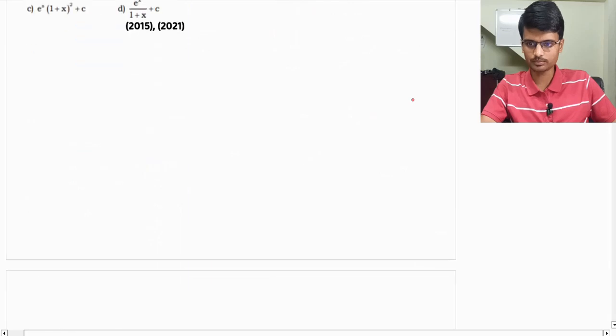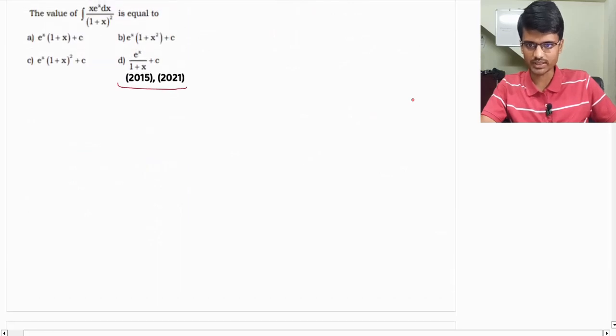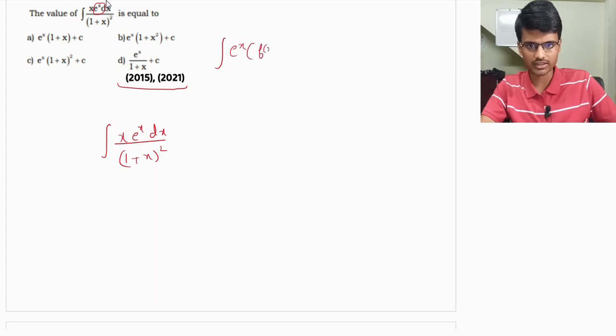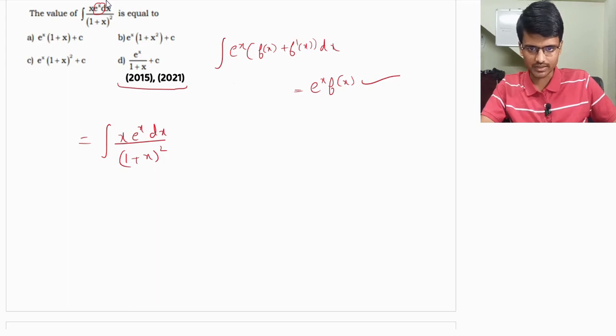Okay, moving on. This question was asked twice. So what is the question? Integral x e power x dx by 1 plus x whole square. Whenever there is an e power x given, remember this formula. This is a standard result. You can just remember: integral of e power x times f of x plus f dash of x dx is equal to directly e power x f of x. This is a standard result you need to know. How can I apply this to this question? So I have to make some changes, right?